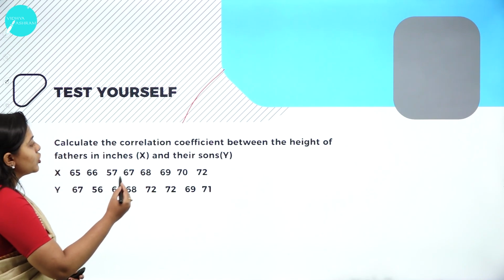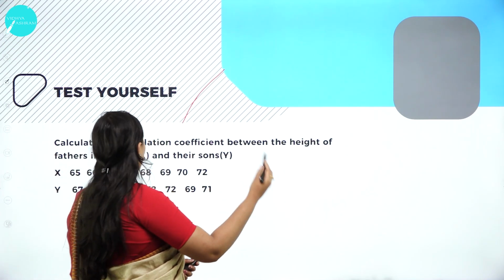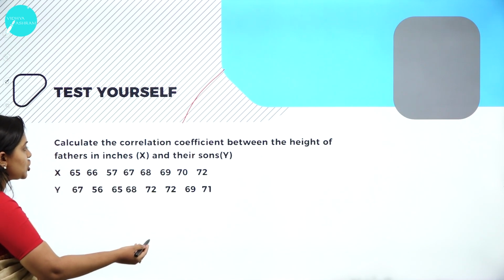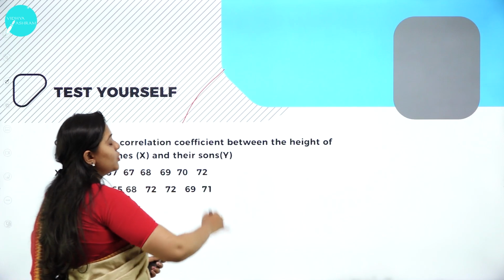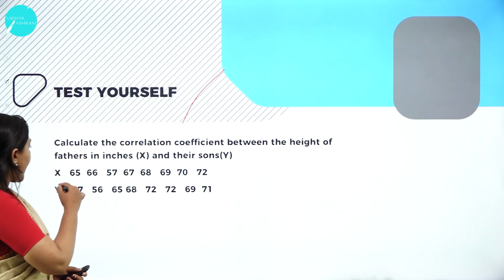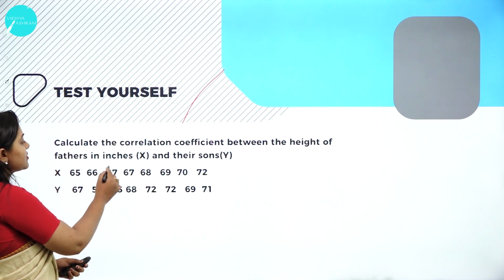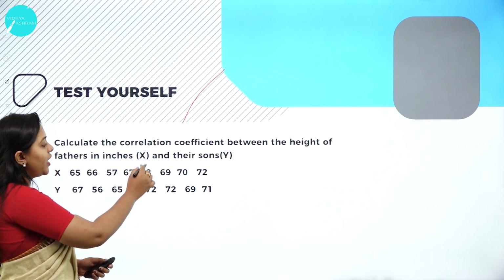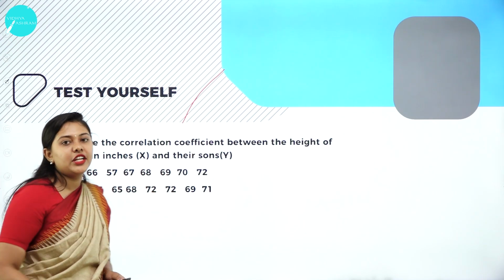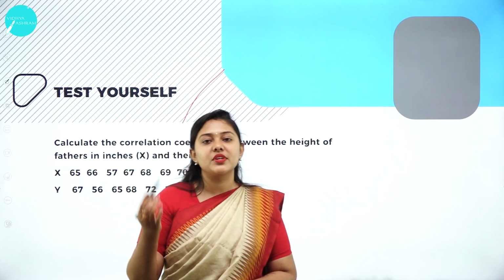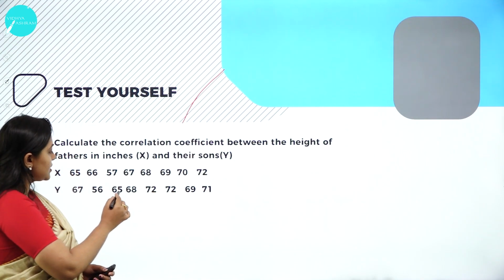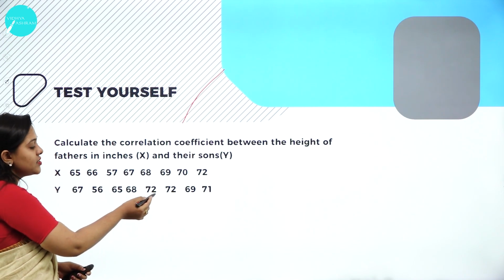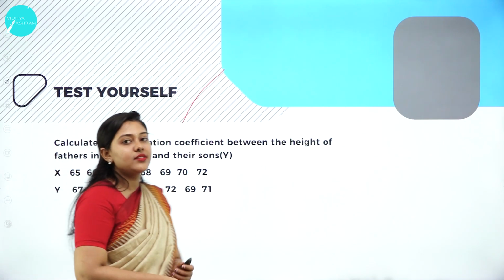So calculate the correlation coefficient between the height of a father in inches, x, and the height of their son, that is represented in y. So x and y: x is 65, 66, 57, 67, 68, 69, 70, 72. It is represented in inches. And y is 67, 56, 65, 68, 72, 72, 69 and 75.